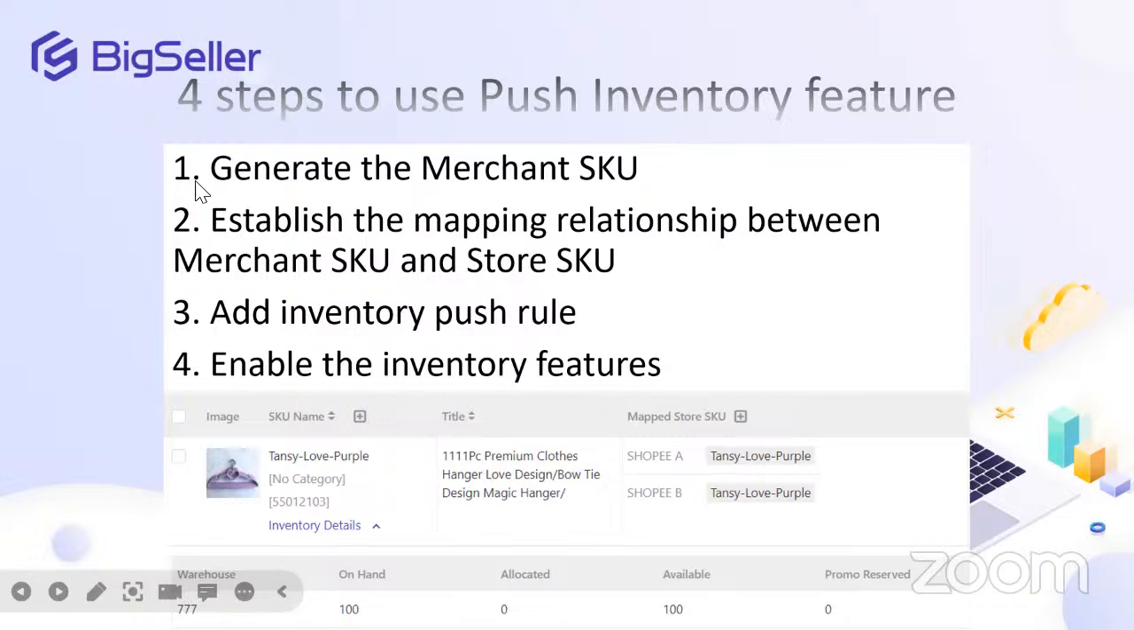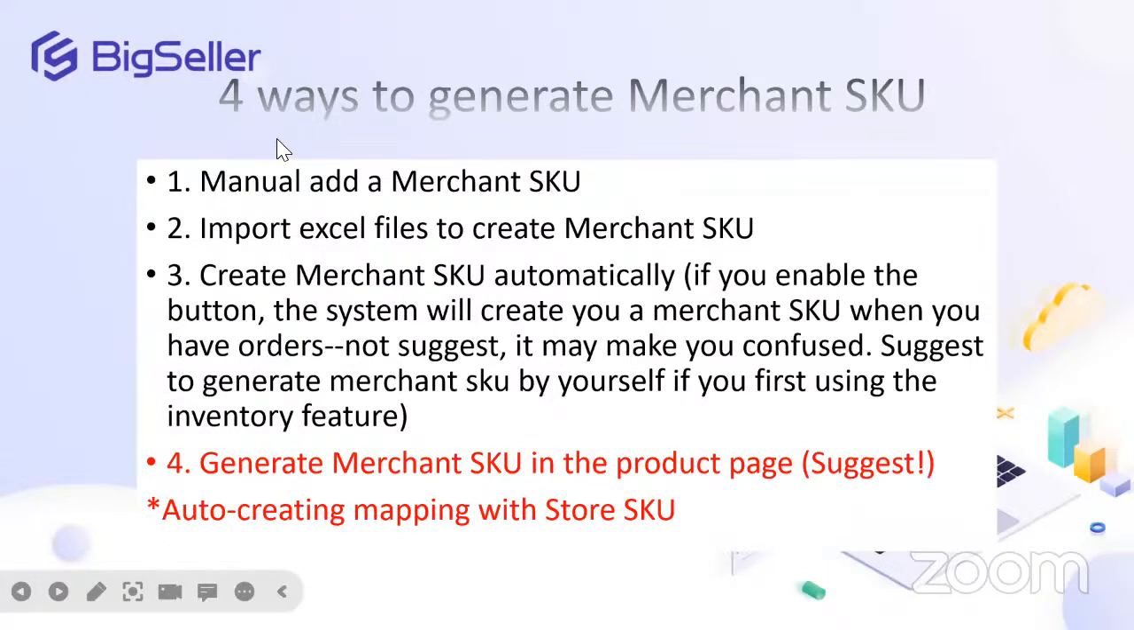And for the first step, to generate the merchant SKU, in Big Seller here, we have 4 ways to generate the merchant SKU. You can manually add merchant SKU one by one, or use an Excel file to import, or just create a merchant SKU automatically by the orders. If you have an order, then our Big Seller will create a merchant SKU automatically. But actually, we don't suggest you to use this one if you haven't generated all the merchant SKU.